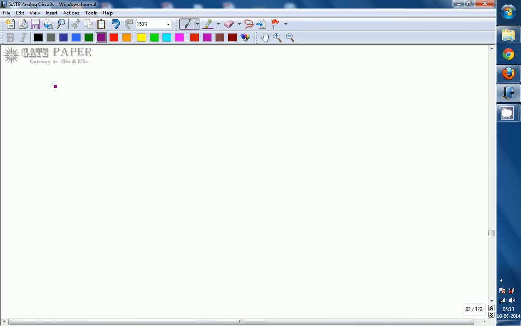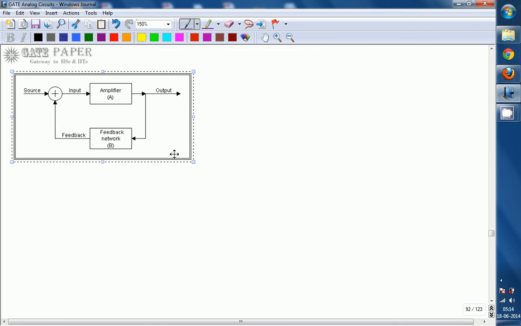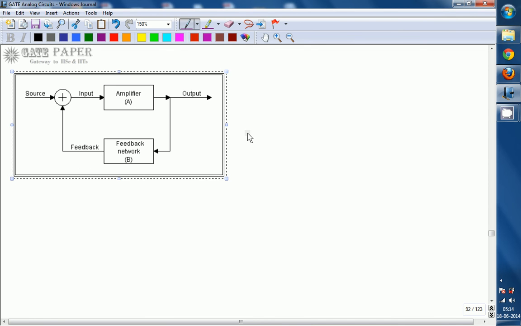This is the general block diagram of negative feedback amplifiers. This is the basic amplifier, where X0 is the output and Xi is the input. If you consider only the basic amplifier, it does not have the desired characteristics, so we must introduce feedback to improve the performance.